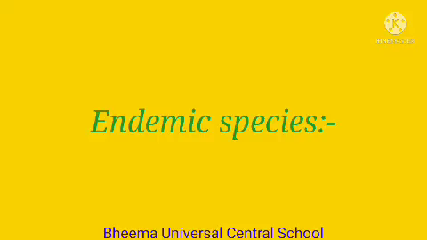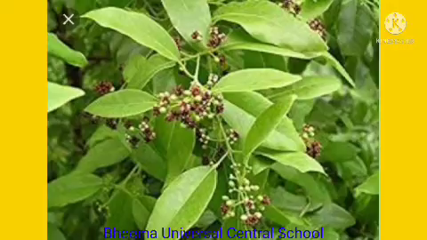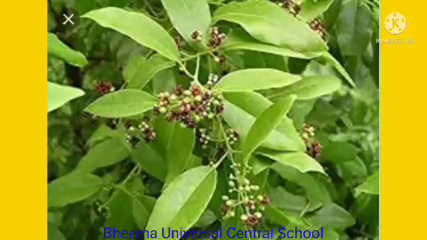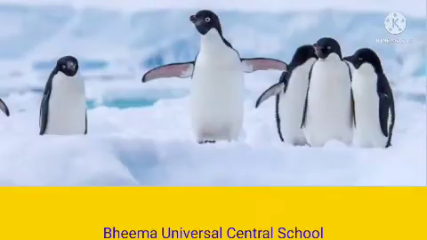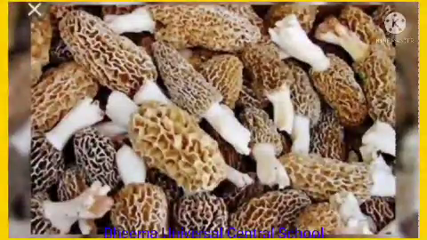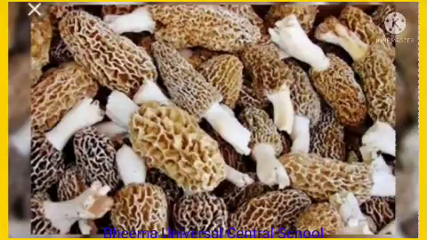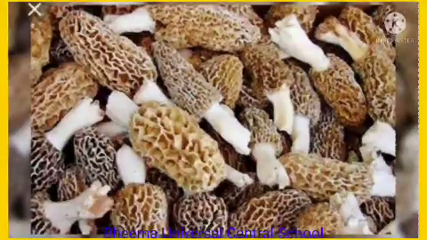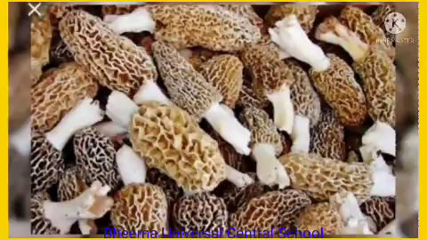Next is endemic species. There are some species of plants and animals that are found only in one geographic region. These are called endemic species. For example, gucchi mushrooms are found only in the Himalayan region. They possess a variety of medicinal properties and are more expensive than gold.